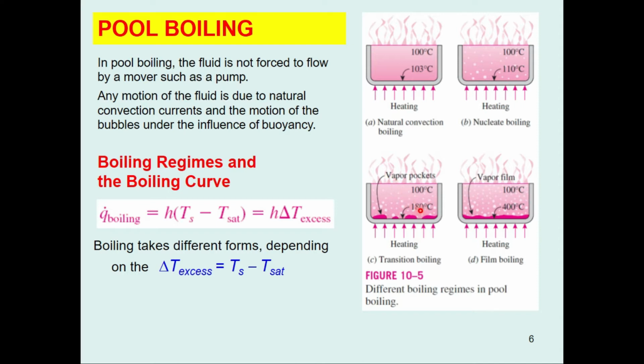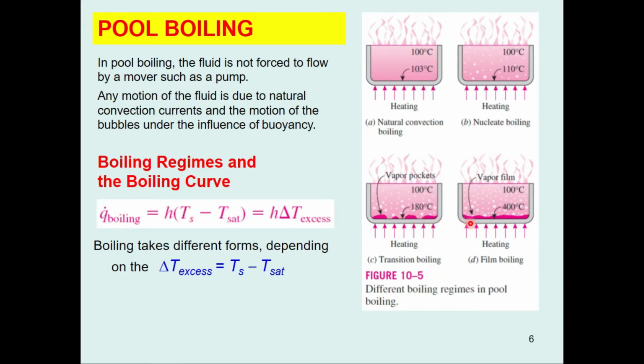Here we are just trying to understand that if the difference between the surface temperature and the saturation temperature is very high, up to 80 to 100, this kind of boiling will be known as transition boiling. Here the surface temperature is 180 and the saturation temperature is 100, so if we take the difference, the delta T excess will be 80. We will also see some vapor pockets at the bottom of this pan. We will say that this is transition boiling.